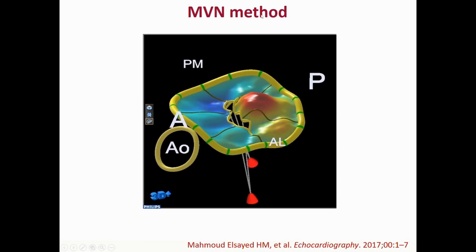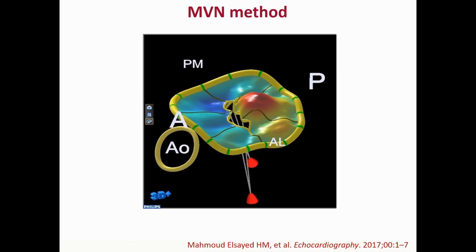This is the MVN method. Originally, it is dedicated to assess the mitral valve during end systole in patients with mitral valve prolapse or flail, and it really traces the prolapsing segment and traces the coaptation gap, if any, and it gives you an area for the malcoaptation gap in millimeters square.